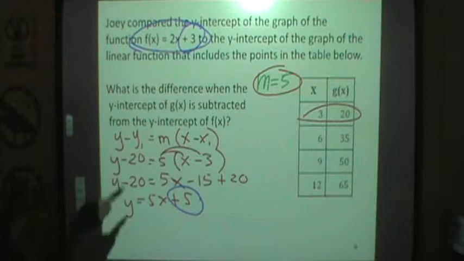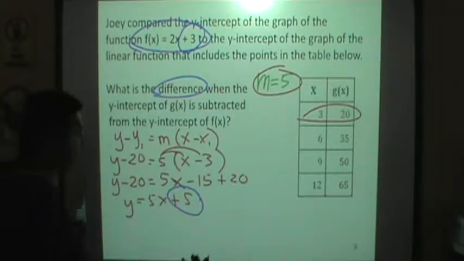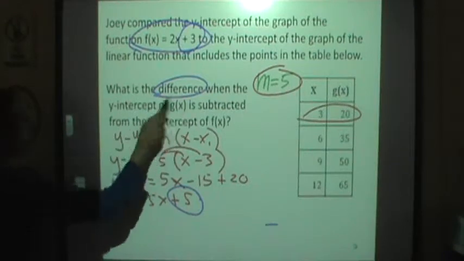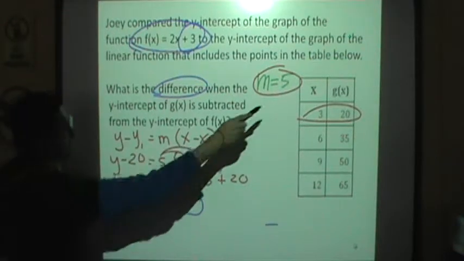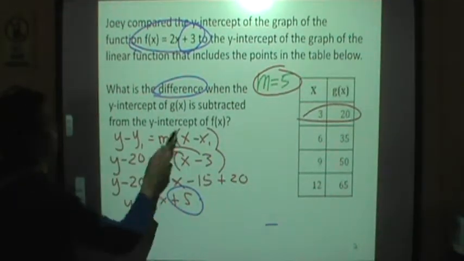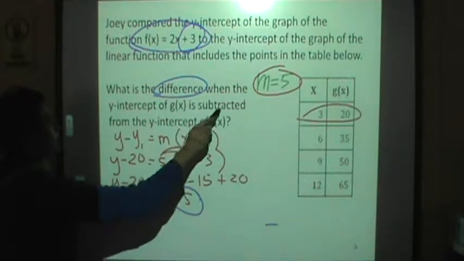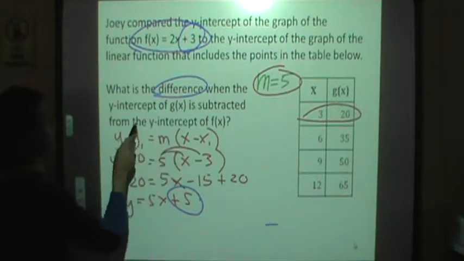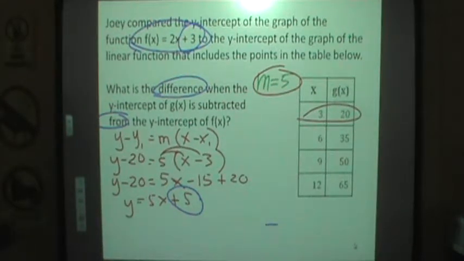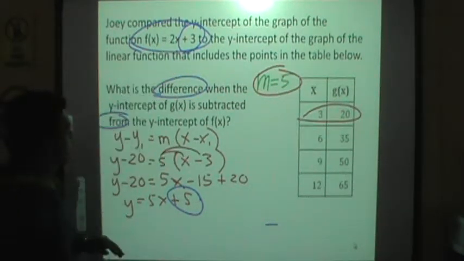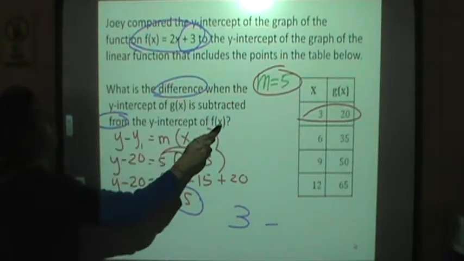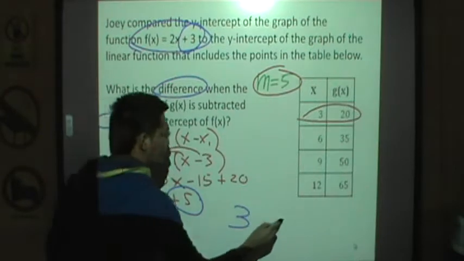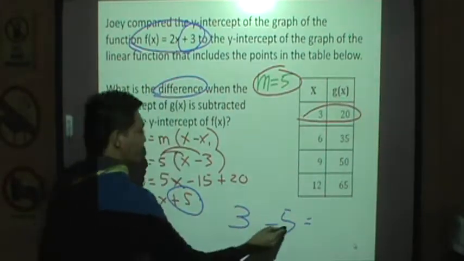Now if you go back to the question, what is the difference? That means we have to subtract. The y-intercept of g of x, which is this one, 5, is subtracted from the y-intercept of f of x. So we're using f of x first because we are subtracting 5 from 3. And now we have 3 minus 5, which is negative 2.